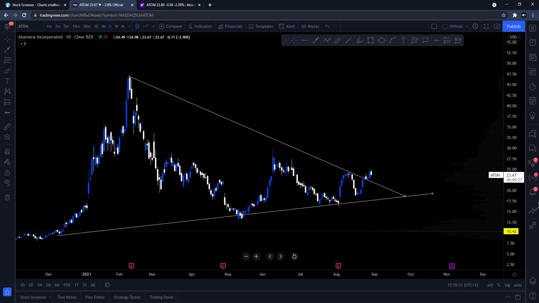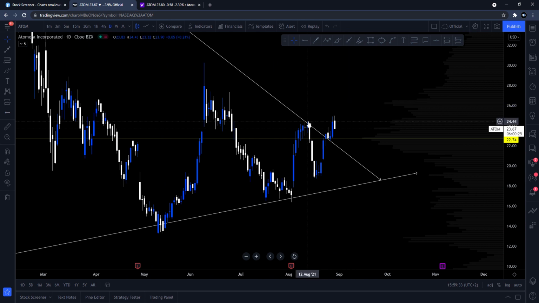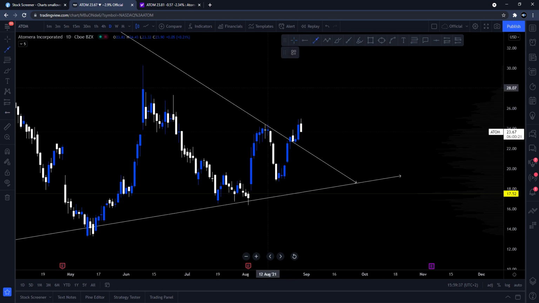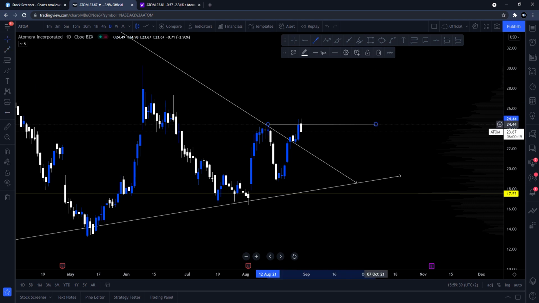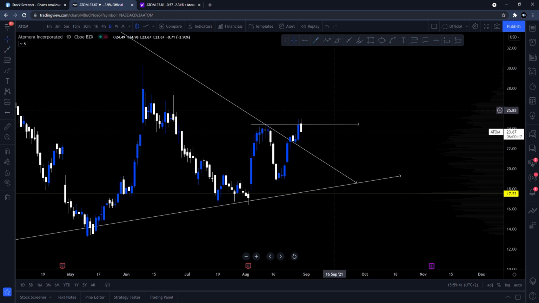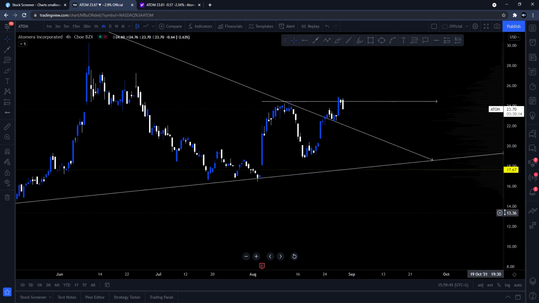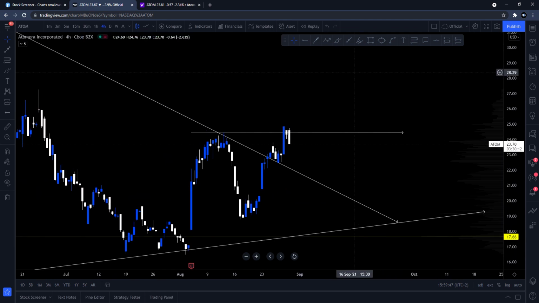And as you can see, we have a breakthrough through the structure. We also have a breakthrough through this high, on the 12th of August. Not that big of a deal, but still we had a break of the high. Let's go to the lower time frame. As you can see, my requirements are met.